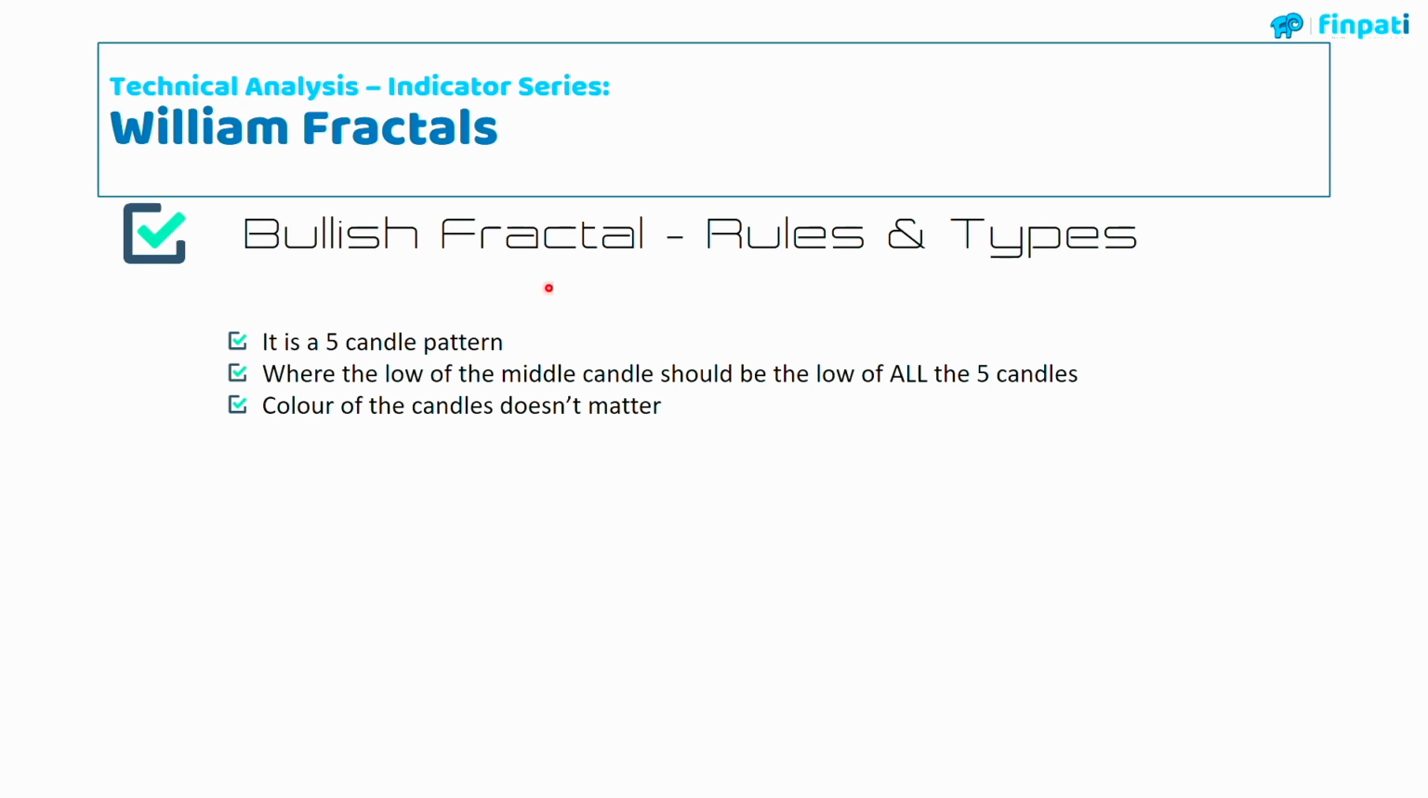When you are talking about the bullish fractal, it comprises a total of 5 candles. It's a 5 candle pattern, and 5 successive candles should be there. And the low of the middle candle should remain as the low of the pack of 5 candles. The color of the 5 candles doesn't really matter, and it could be of different types. For example, it can have a lower low and suddenly an upward trend. But here, the low of the middle candle will remain as the low of all the pack of 5 candles.